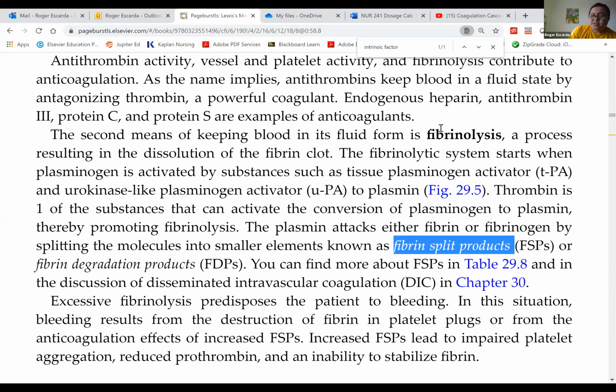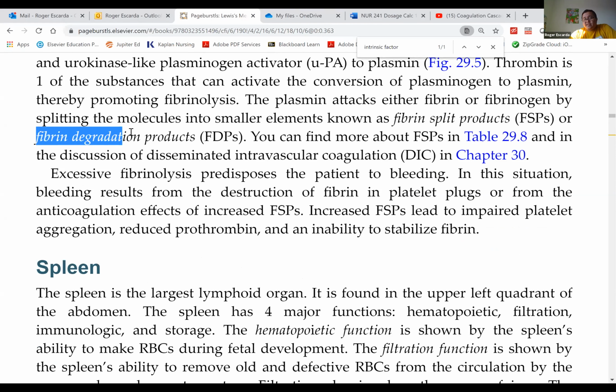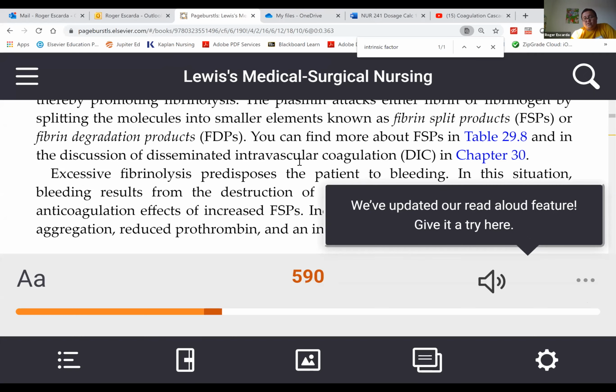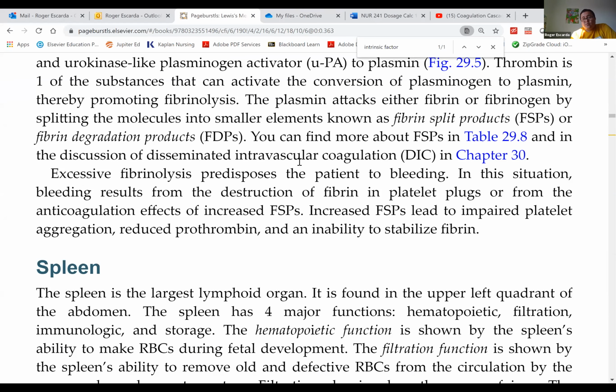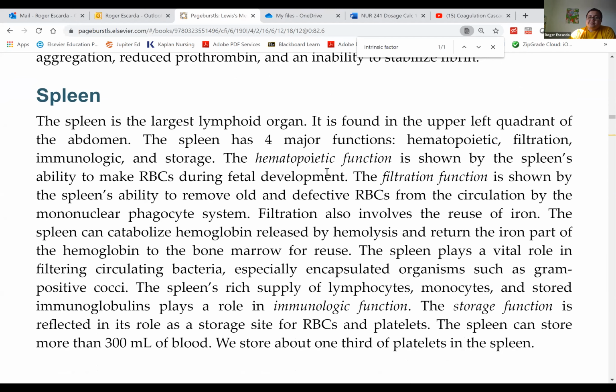So a D-dimer is a fibrin split product, meaning it's a byproduct of fibrin degradation. When the body starts dissolving the clot, what's left of it is D-dimer. So if you have a D-dimer level of more than 250, which is now abnormal, what's the only explanation? If you have a high D-dimer, what did you have? A blood clot somewhere. You had blood clots, because that's where they came from. That's the only explanation.